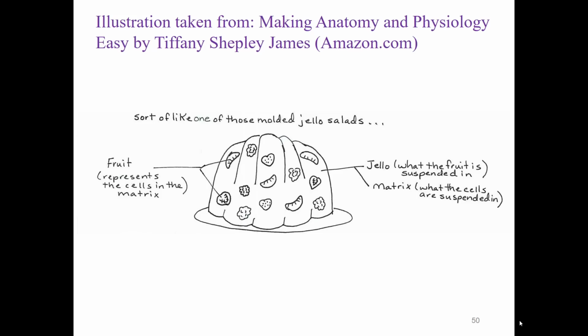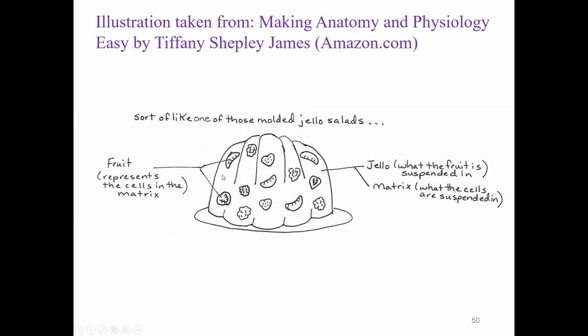So this is another illustration taken from my book, and I feel that this is a helpful illustration because it gives you an everyday example of how the matrix and the cells work. So you know those awful, in my opinion, molded Jell-O salads that people make sometimes, where you've got Jell-O and you've got fruit mixed into the Jell-O? Well, this is similar to how connective tissue works.